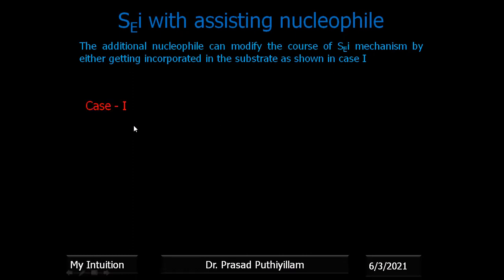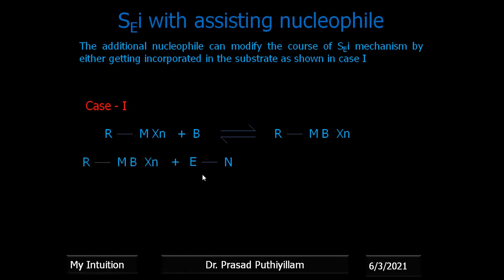as case 1. So in case 1, the MXN combines with the additional nucleophile; it forms a bond with the metal, or it incorporates into the substrate. So this is the substrate, and this is a reversible reaction. Once the incorporated stage is formed, it is attacked by the reagent. The reagent is En, and it gives the final product, that is the normal substituted product, and the incorporated B speeds up the reaction and gives the byproduct. We are getting it back. Therefore, we are getting a substituted product.